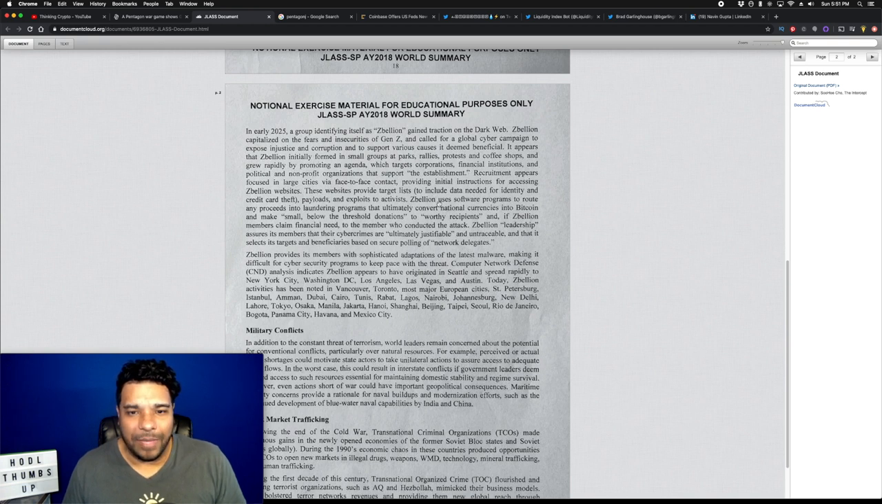So it says here, Z-bellion uses software programs to route any proceeds into laundering programs that ultimately convert national currencies into Bitcoin and make small, below-the-threshold donations to worthy recipients. And if Z-bellion members claim financial need to the member who conducted the attack, Z-bellion leadership assures its members that their cyber crimes are ultimately justifiable and untraceable, and that it selects targets and beneficiaries based on secure polling of network delegates.